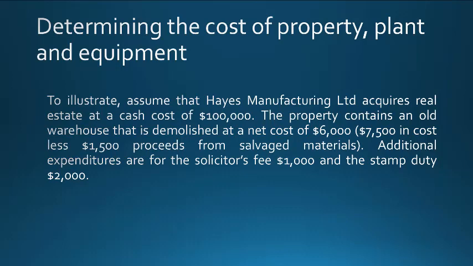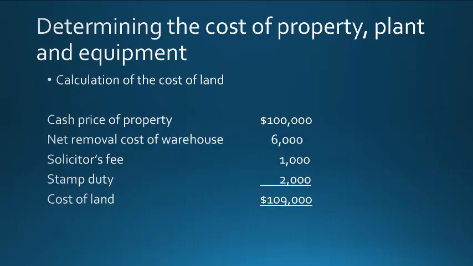Now, you got an old warehouse that was demolished, and you had actually saved something from that demolished warehouse. So it works like a deduction from the total cost of the asset because, again, it is a saving when you acquire this property. So the calculation would be like this. We have the cash price of the property, $100,000. Net removal cost of warehouse, $6,000. Solicitor's fee, $1,000. And then stamp duty, $2,000.